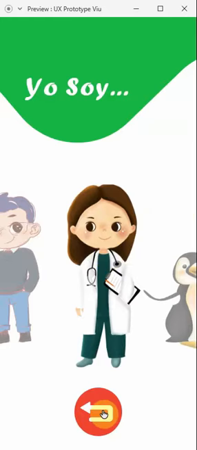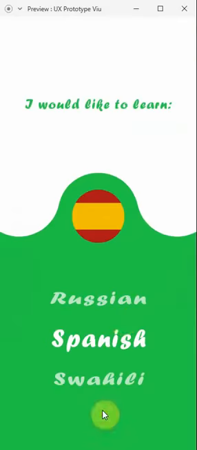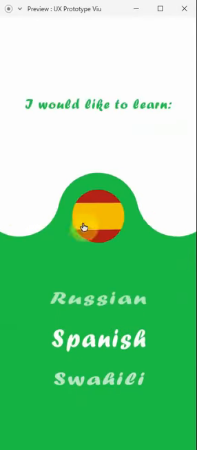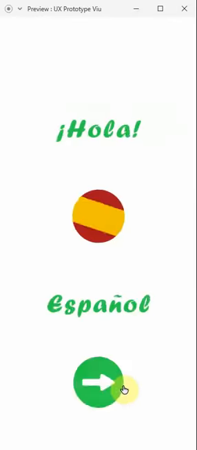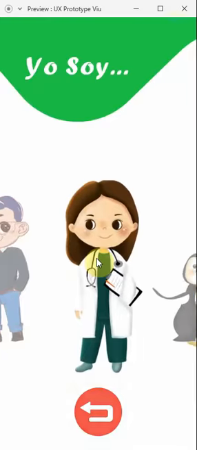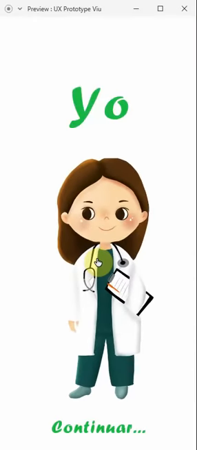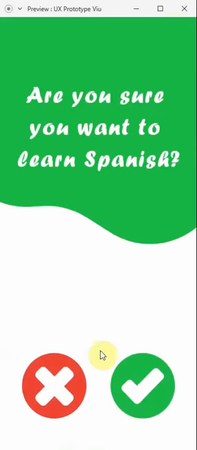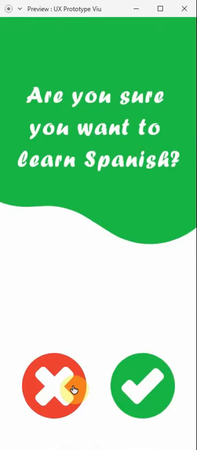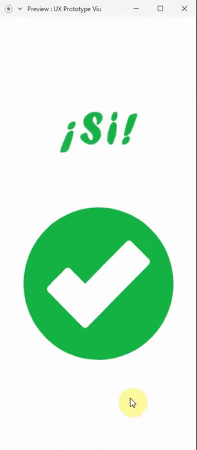Now, you can go back at this point, and it just takes you back to the language wheel for you to choose another language. But we'll continue through. Yo soy. And select the doctor. So you can change your mind at this point, and this will take you back again to the language wheel if you click the home button. However, as we've already seen that, we'll push on ahead. Sí.